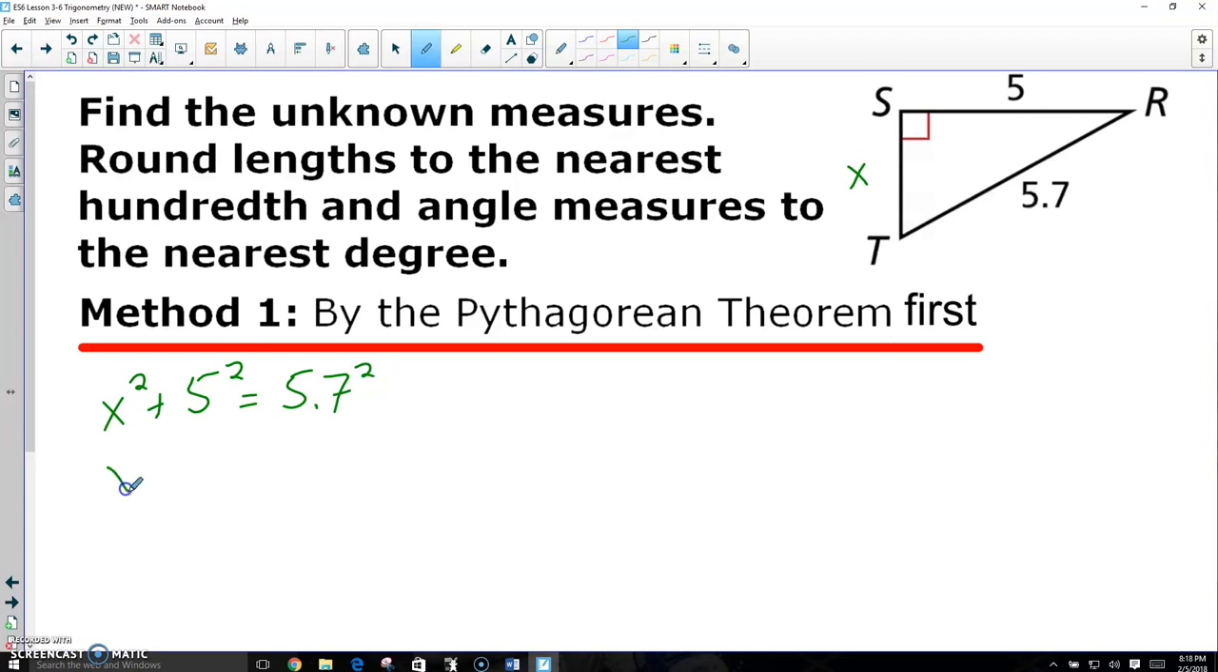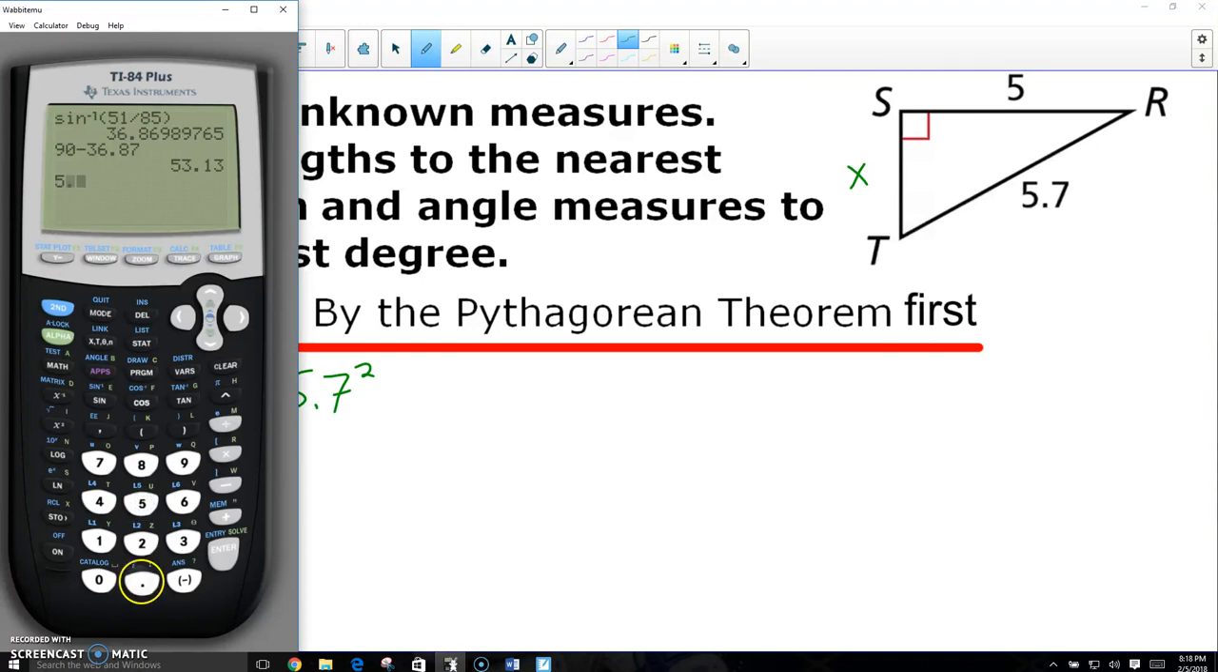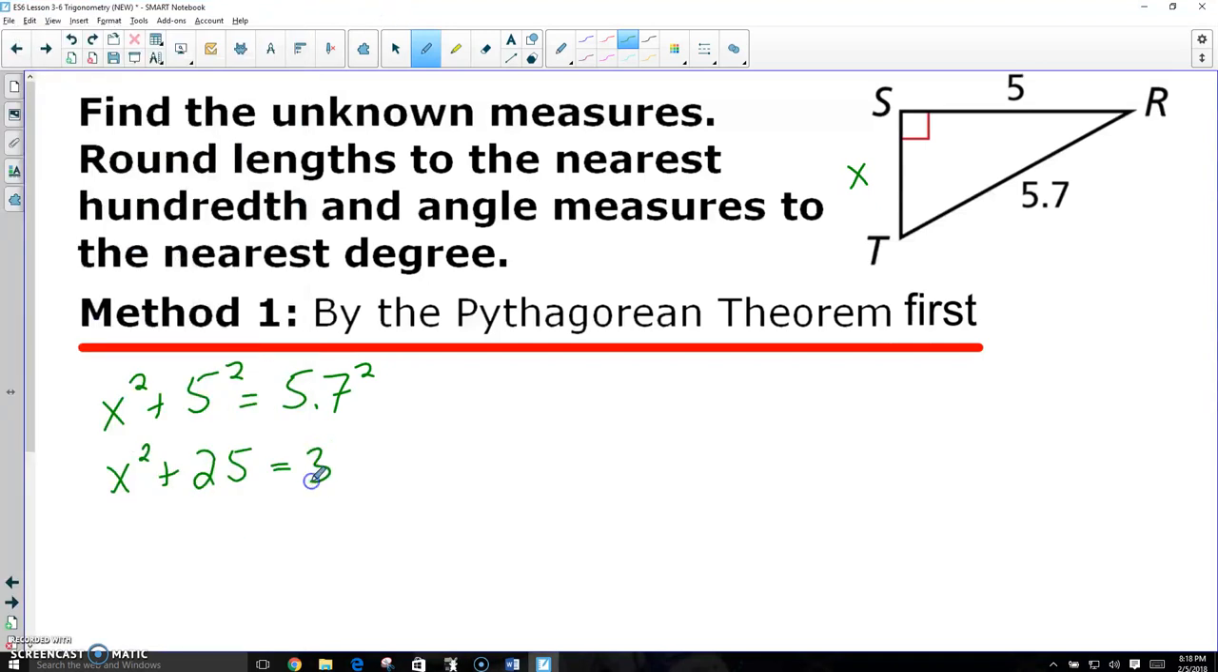We plug these into our calculator. 5 squared is 25. 5.7 squared, well, I'm going to grab a calculator for that. 5.7 squared is 32.49. So we put in 32.49. I need to solve that, so I'm going to subtract 25 from both sides.